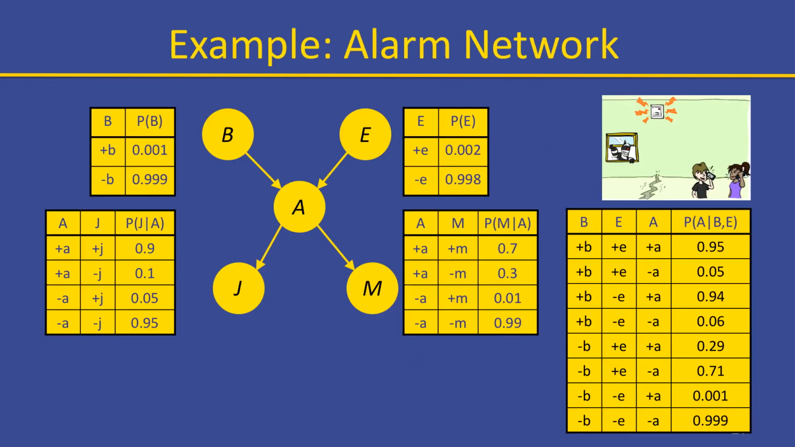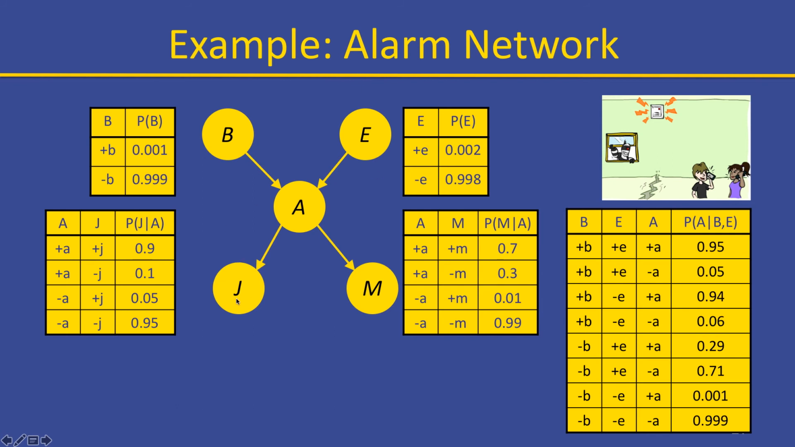Let's go back to our alarm network example. So here we have 5 nodes. Each node is going to have a probability table associated with it. So B has no parent. It's a simple marginal probability. P of plus B is 0.001. P of minus B is 0.999. E has no parent either, so we also have a marginal probability for E.